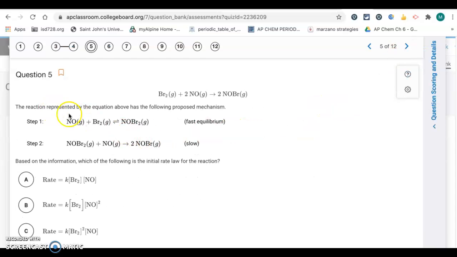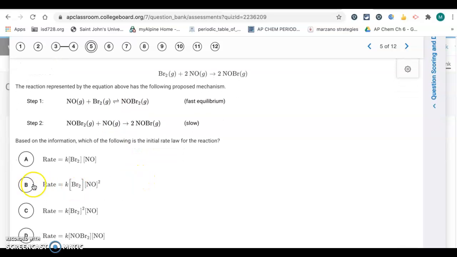Number 5, another mechanism. Based on the information, which of the following is the initial rate law for the reaction? We want to look at the reactants in the slow step. So this NOBr2 and NO are the two reactants. But NOBr2 is an intermediate, so we can't have intermediates in the rate law. So we have to go back to step one and see what are the reactants that turn into that intermediate, and we're going to substitute those in. So we substitute in another NO. So it's going to be NO to the second order when we combine those, and Br2 to the first order. So that's going to be letter B.